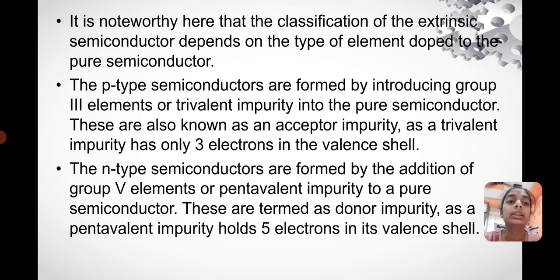It is noteworthy here that the classification of extrinsic semiconductors depends on the type of element doped into the semiconductor. The P-type semiconductors are formed by introducing group 3 or trivalent impurity into a pure semiconductor. These are also known as the acceptor impurity. A trivalent impurity has only 3 electrons in the valency shell. The N-type semiconductors are formed by the addition of group 5 elements or pentavalent impurities to a pure semiconductor. These are termed as donor impurity, as a pentavalent impurity holds 5 electrons in its valency shell.